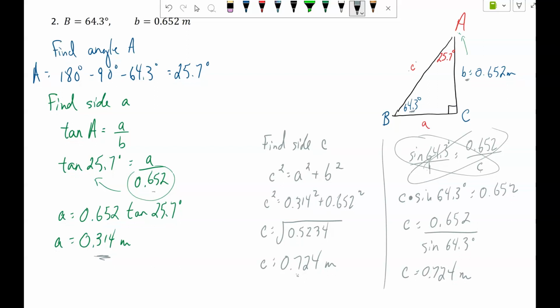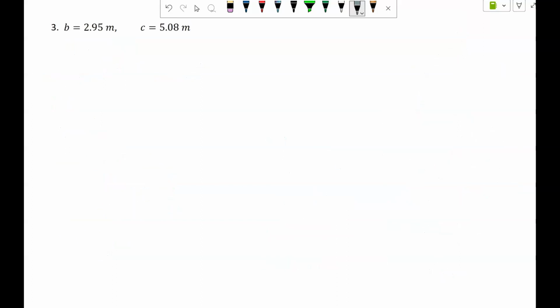Okay, so we'll pause here and let you catch up with that in case you're making some notes. Okay, so here's one more. We're given side B 2.95 meters and side C 5.08 meters. You can see that this one is the hypotenuse because it's labeled C. So this is one of the shorter sides. Let's give ourselves a little triangle. Actually, go ahead, if you want to pause the video now, go ahead and give it a try, okay? When you unpause, I'll be completing it.